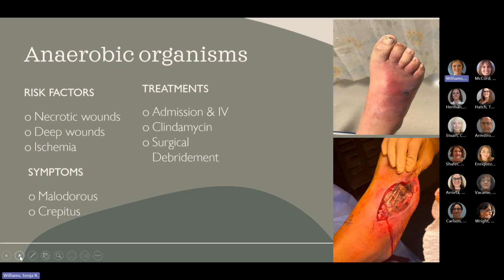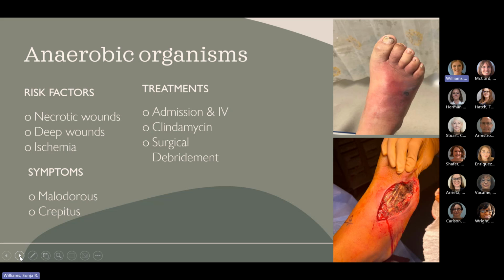And so back to the anaerobic organisms, risk factors: necrotic wounds, deep wounds, and ischemia. These wounds tend to be malodorous and can develop soft tissue gas, which will feel like crepitus on exam. A lot of times when patients develop these types of infections, they appear acutely ill. They're nauseous, possibly feverish, vomiting.